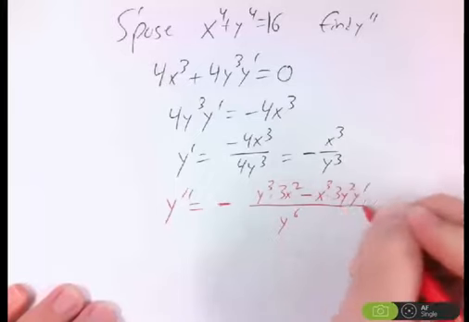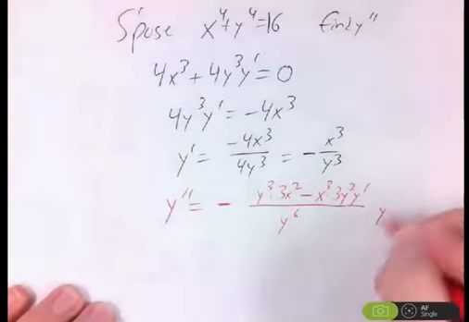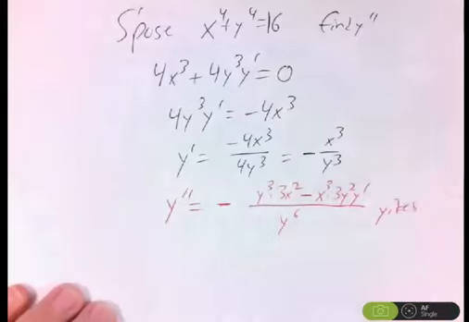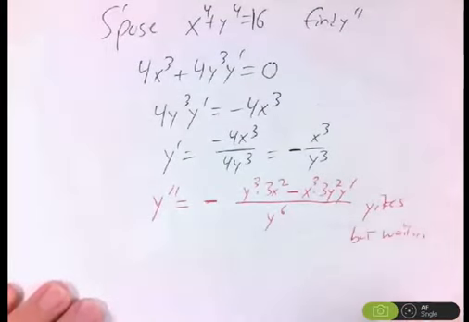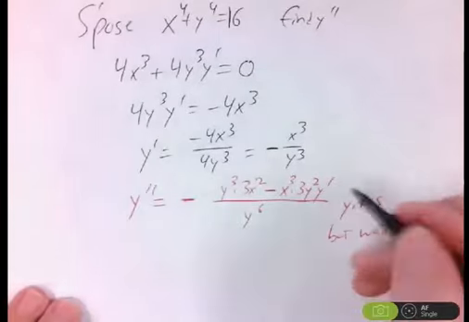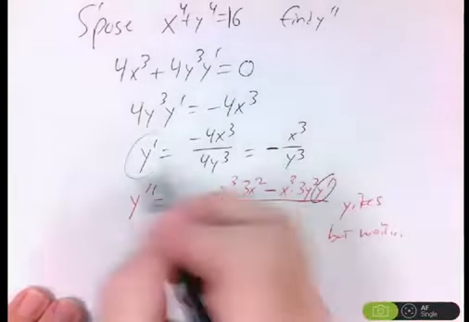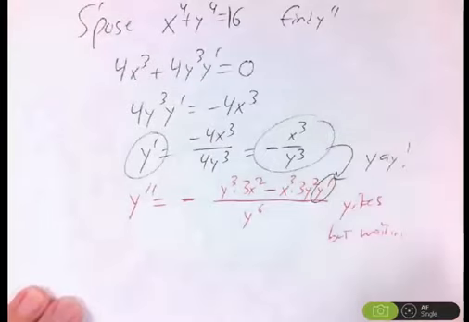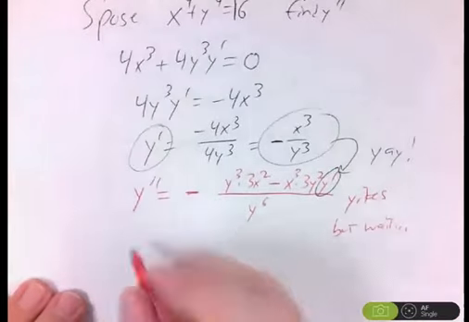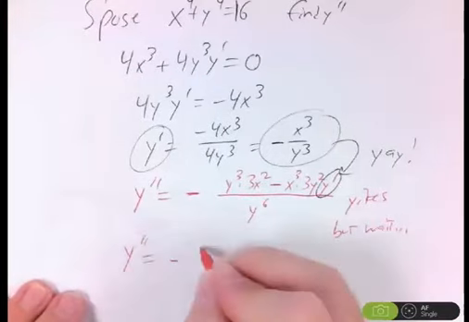And then, SpaghettiOs. We have a y prime in our y double prime. We can't have that. Okay? The thing is, we know what y prime is because we just solved for it. Y prime is negative x cubed over y cubed. So substitute that in. Then everything's in terms of x and y. So here's y double prime.